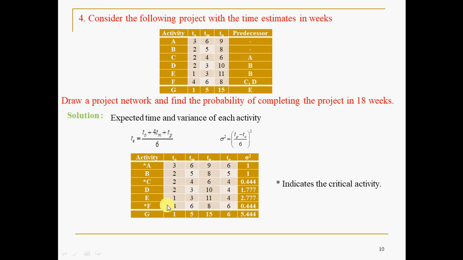So the critical activities are marked, this one and this one. You have to sum up their sigma square. You are not required to sum up all these values, so please note that. You have to sum up the sigma square of the activities having a star, which are nothing but the critical activities. Then you have to take the square root to get sigma.